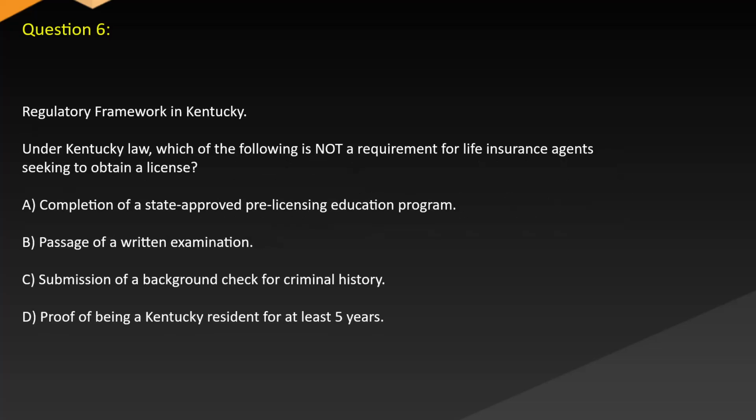Question 6. Regulatory framework in Kentucky. Under Kentucky law, which of the following is NOT a requirement for life insurance agents seeking to obtain a license? A. Completion of a state-approved pre-licensing education program. B. Passage of a written examination. C. Submission of a background check for criminal history. D. Proof of being a Kentucky resident for at least 5 years.